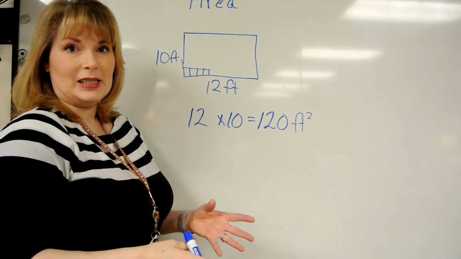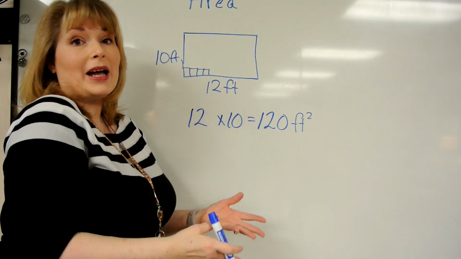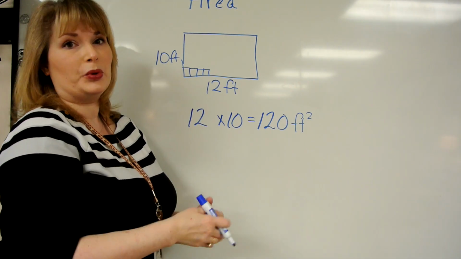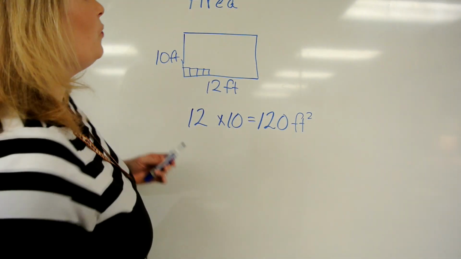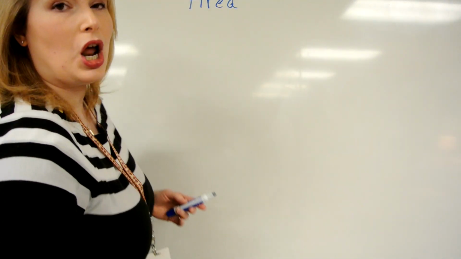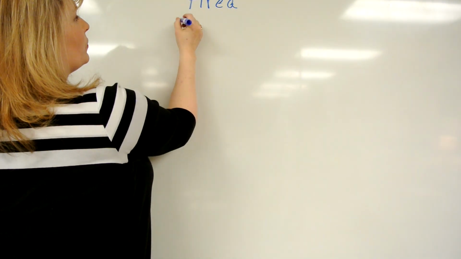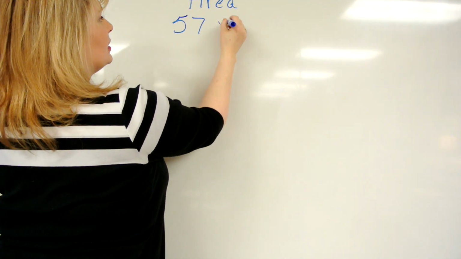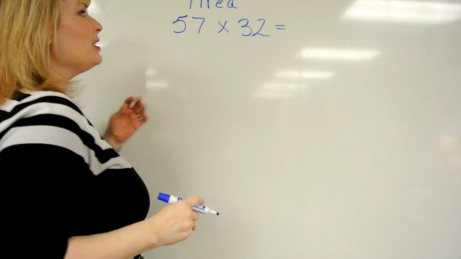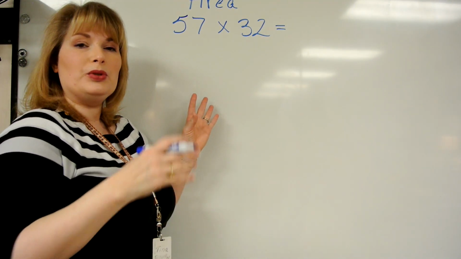So hopefully you recognize these kinds of problems if you've ever bought carpeting or painted a wall. This is a very practical form of multiplication that is relatable to real life scenarios. So we like to use this strategy for larger and larger numbers. Let's say you have this problem. You have 57 times 32. This is not a problem that can be solved easily in your head.